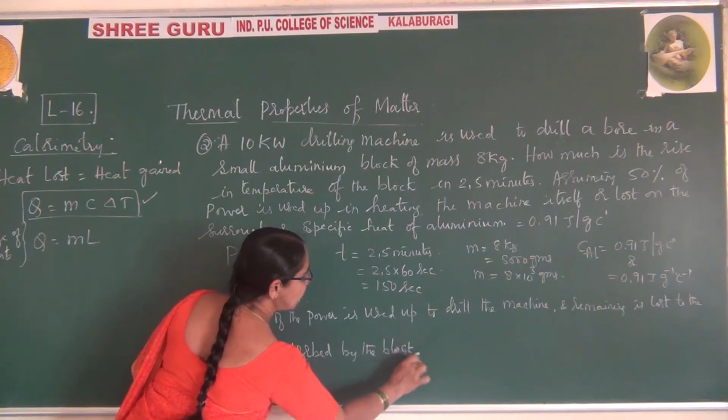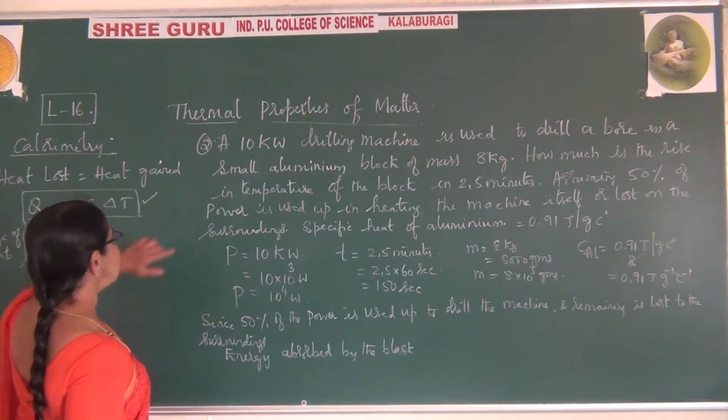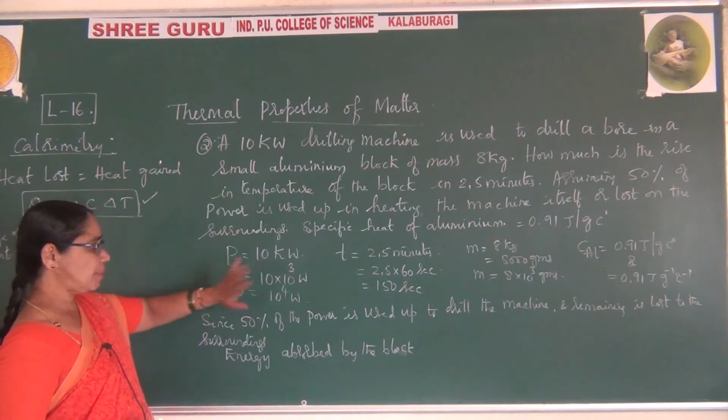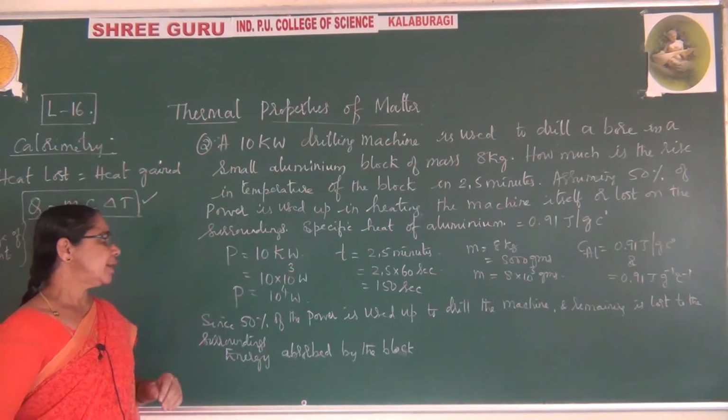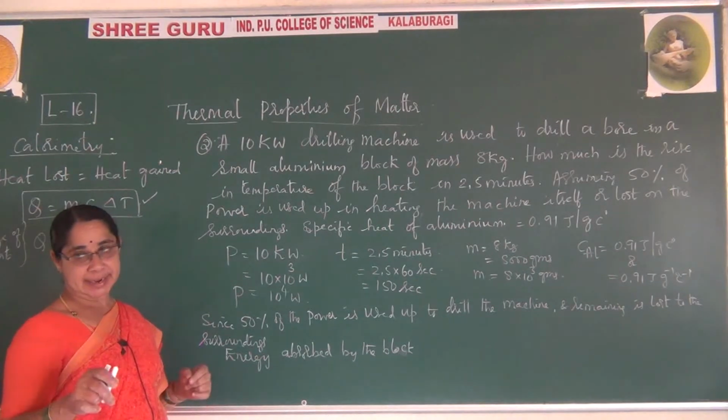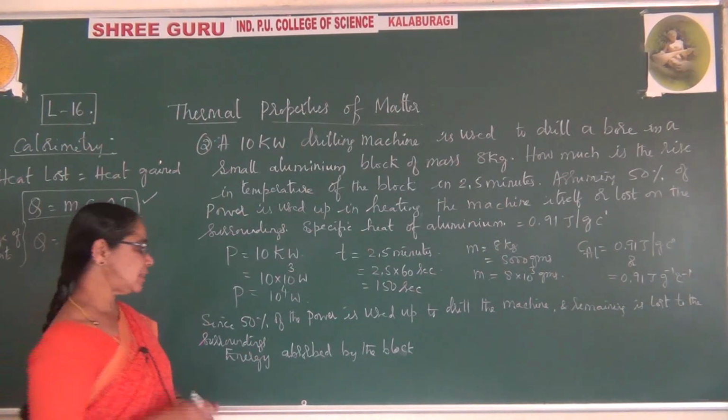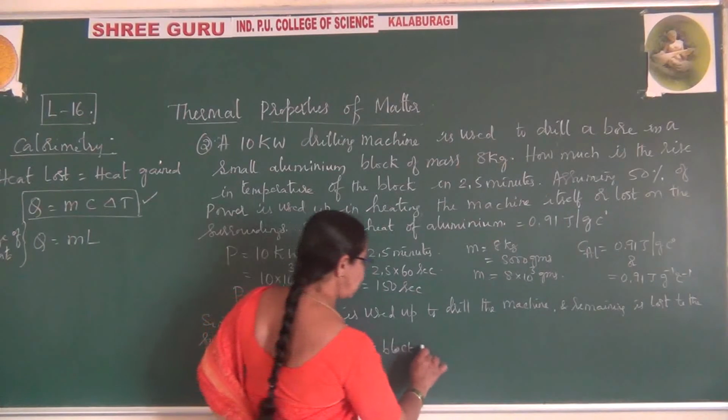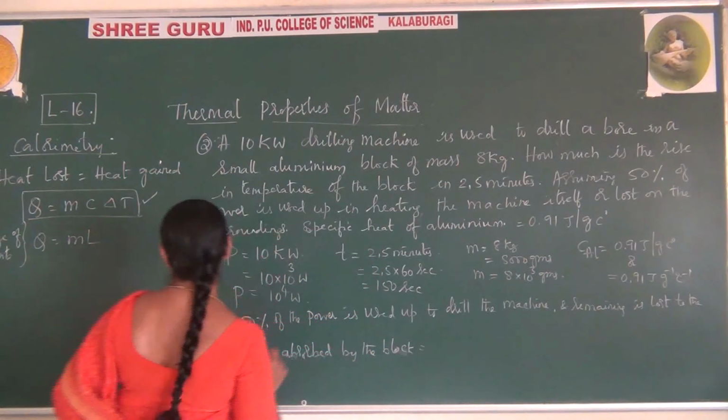Okay, let me write the first condition. What is the energy absorbed? How much is it? In this, we have tried 50%. So here 50% means 50 by 100. So 50 by 100 means how much is it? Let me tell you, I just calculate here.